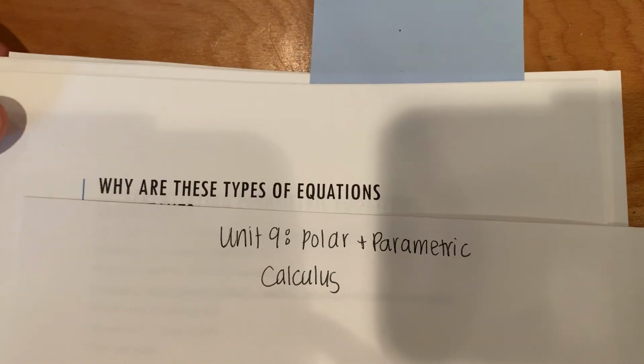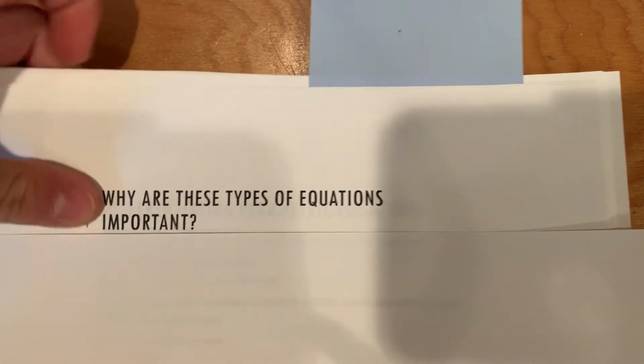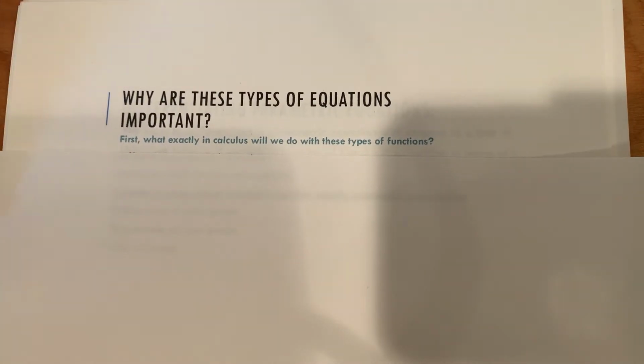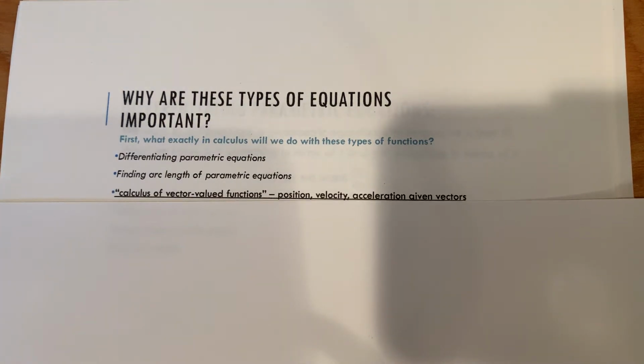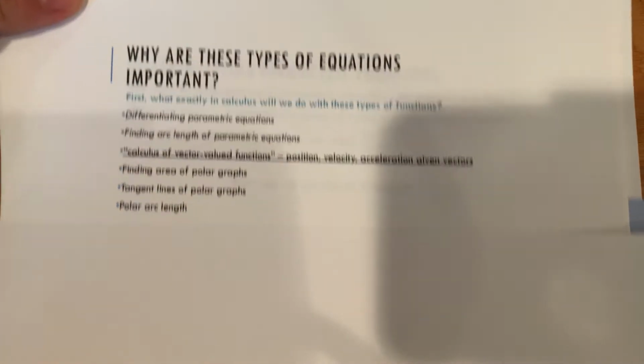So the first thing really is, what are these types of equations and why are they so important? Why would we use them? What are we going to do with them in calculus? We're going to differentiate them. We're going to find arc length of them. We will do calculus of vector valued functions, meaning using position vectors, velocity vectors, acceleration vectors, looking at different contexts, etc. We will also find area of polar graphs, tangent lines of polar graphs, and polar arc length. That's what we're going to do with calculus.